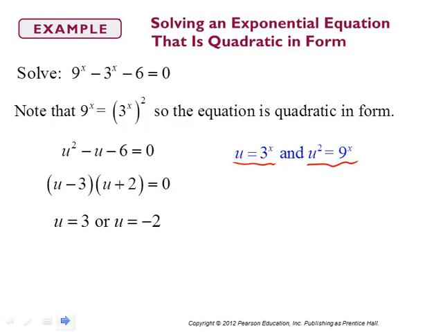But remember what u is. And again, you don't have to do the substitution. Some people are perfectly happy just trucking along and saying this is 3 to the x squared minus 3 to the x minus 6 equals 0, and don't bother with substitution. But I happen to think that substitution is a little easier. So anyway, u is equal to 3 or u is equal to negative 2, but u is equal to 3 to the x power. So that means that either 3 to the x power is equal to 3 or 3 to the x power is equal to negative 2.